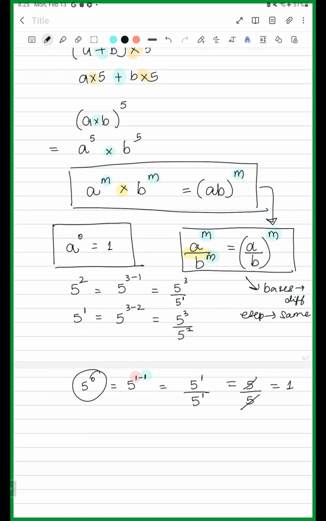Okay, I understood. So 5 तो यहाँ तक हो गए, ठीक है? कितने हो गए? 5 हो गए.